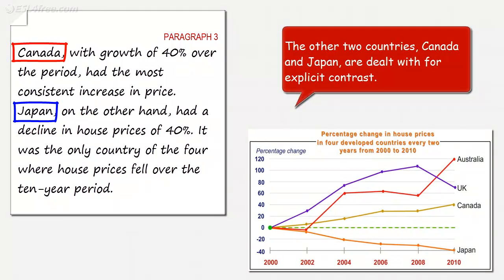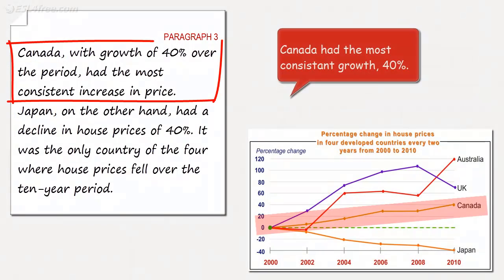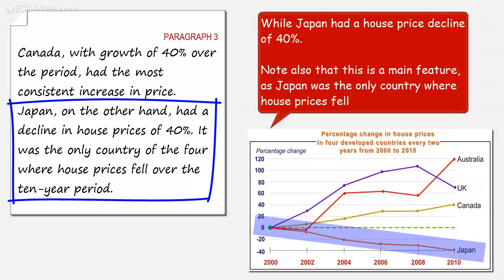The other 2 countries, Canada and Japan, are dealt with for explicit contrast. Canada had the most consistent growth, 40%, while Japan had a house price decline of 40%. Note also that this is a main feature, as Japan was the only country where house prices fell.